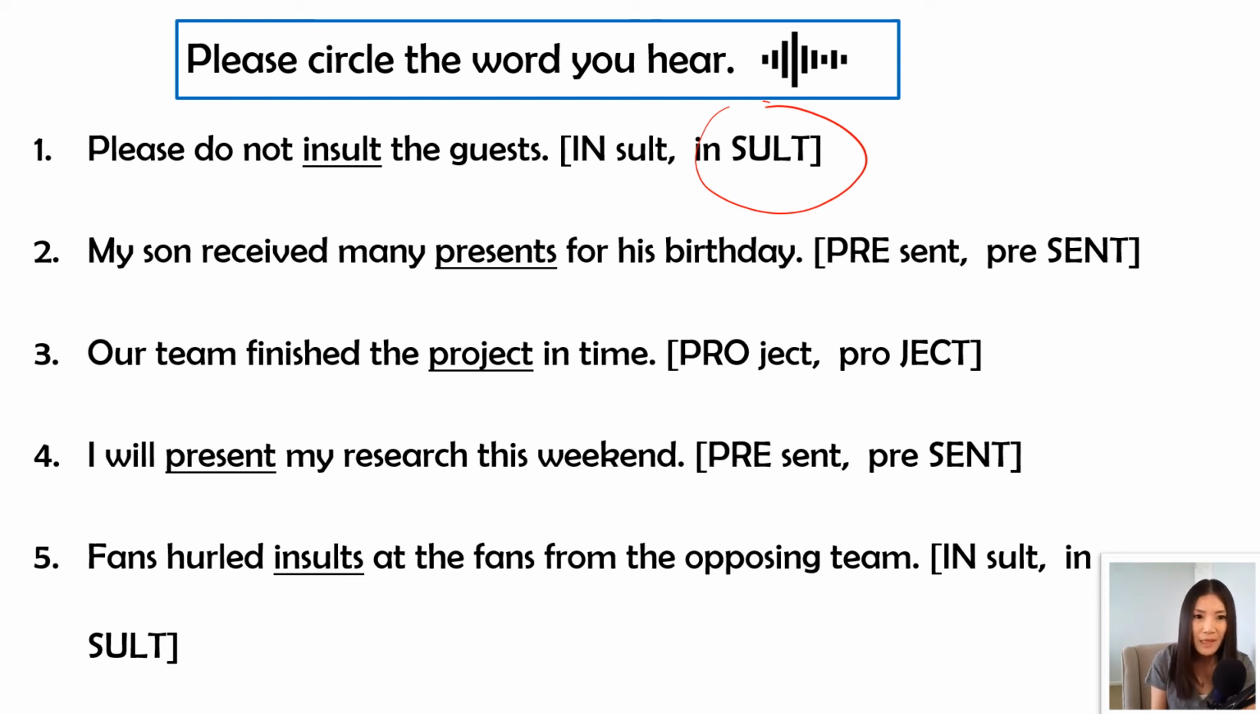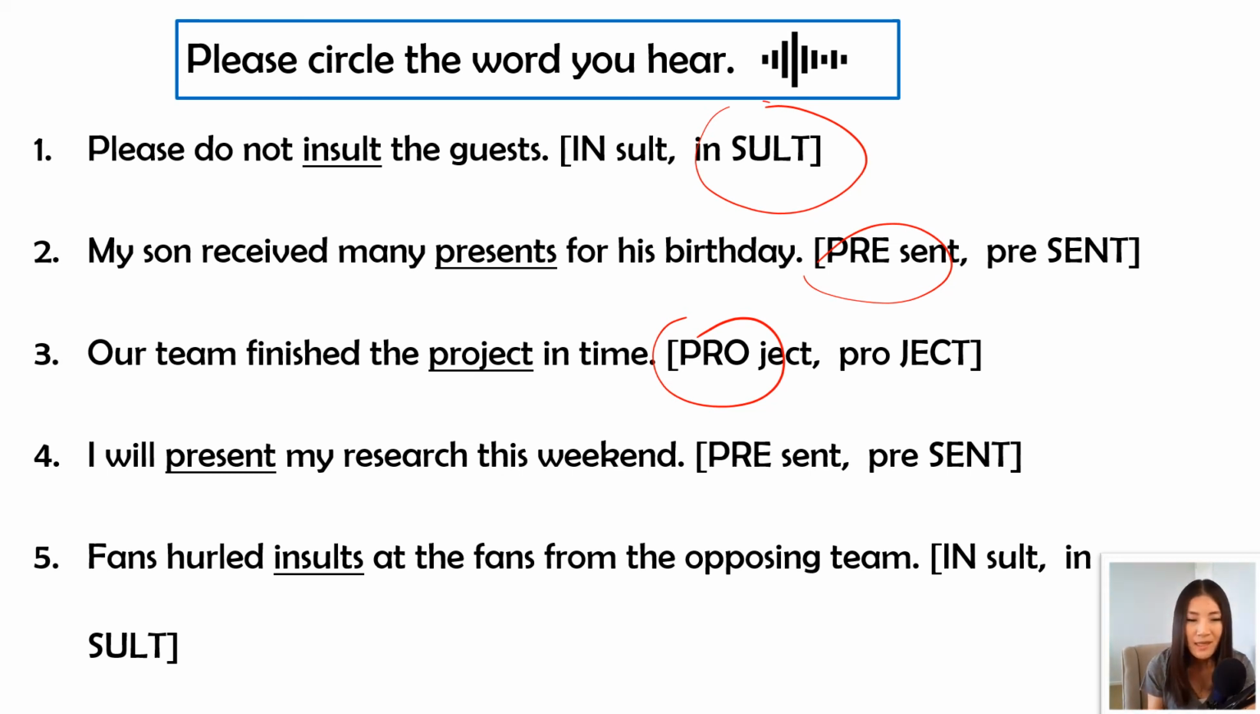Number 2, my son received many presents for his birthday. My son received many presents for his birthday. Presents is a noun, so we're going to stress the first syllable. Number 3, our team finished the project in time. Our team finished the project in time. Project is a noun, so we're stressing the first syllable. If I want to use this word as a verb, it becomes project. Noun is project.